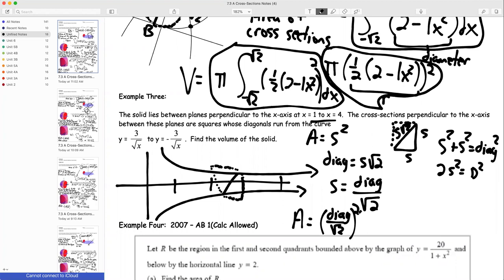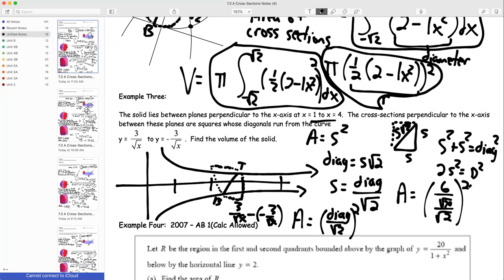Okay, well, that goes from the top curve to the bottom curve, correct? So I've got 3 over the square root of x minus negative 3 over the square root of x. So that gives me 3 over the square root of x plus 3 over the square root of x. So here's what I got. Area equals 6 over the square root of x divided by the square root of 2. And all of that is squared. So all I did was write an expression for the diagonal. And to write an expression for the diagonal, I do the top curve minus the bottom curve, which gives me 6 over the square root of x. Yes?